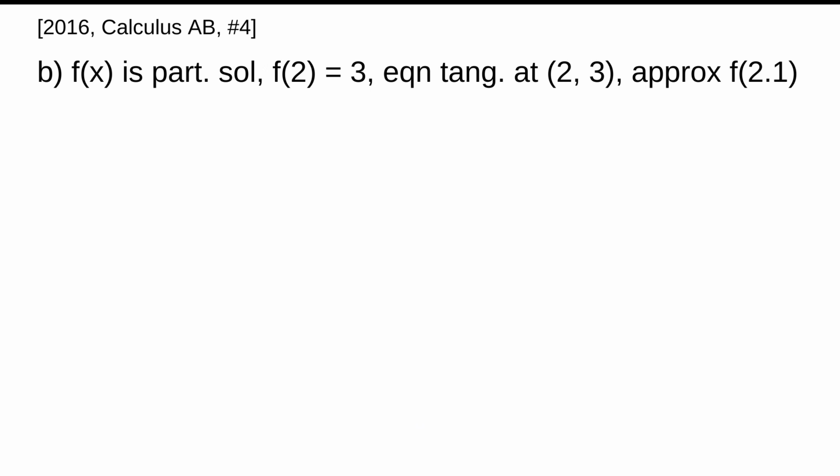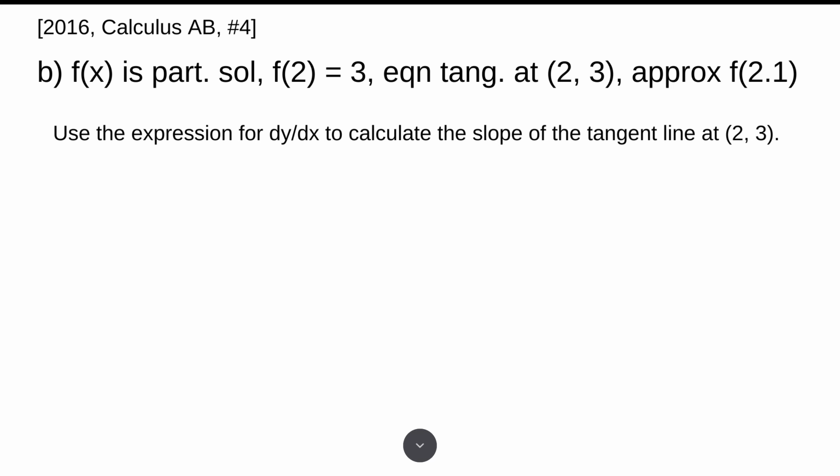All right, part B of the question: if f(x) is a particular solution and f(2) is equal to 3, write the equation of the tangent line to f(x) at the point (2, 3) and use it to approximate f(2.1). All right, so using the expression for dy/dx to calculate the slope of the tangent line at (2, 3), we're just going to plug in 2 for x and 3 for y, and we get a slope equal to 9.